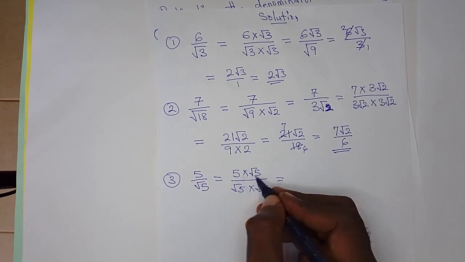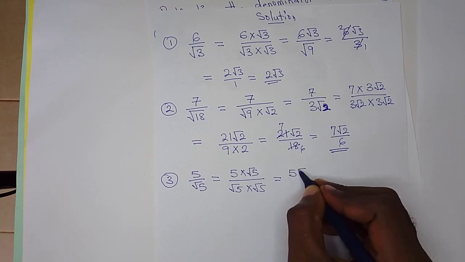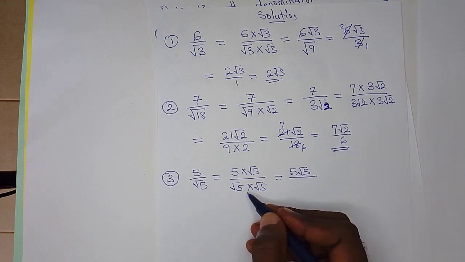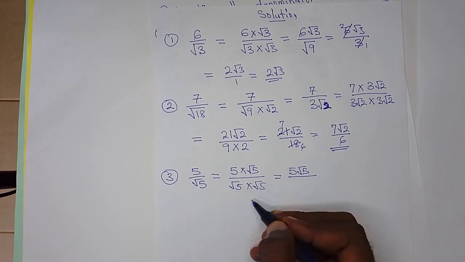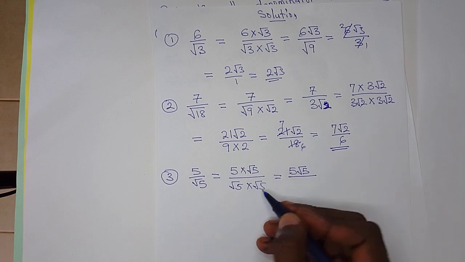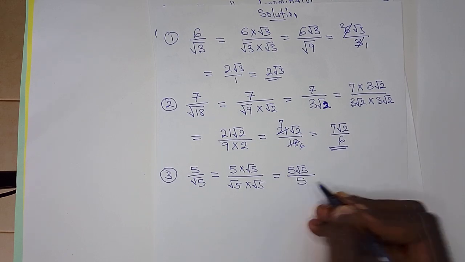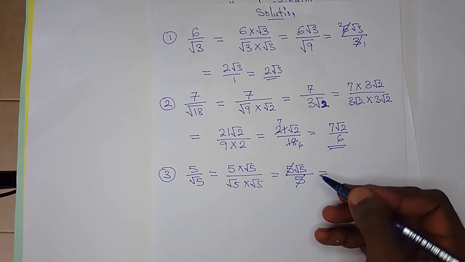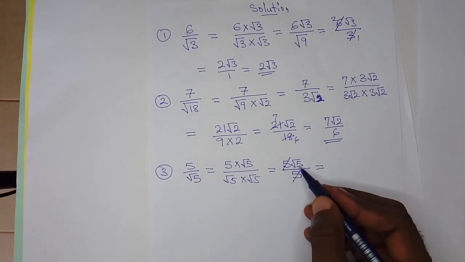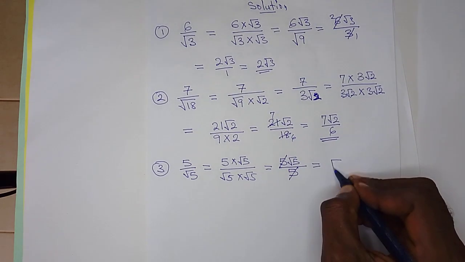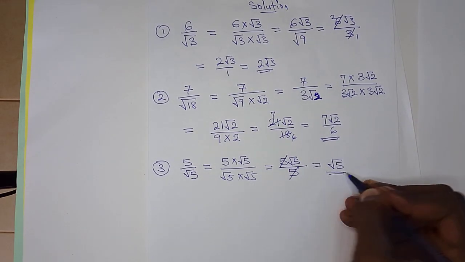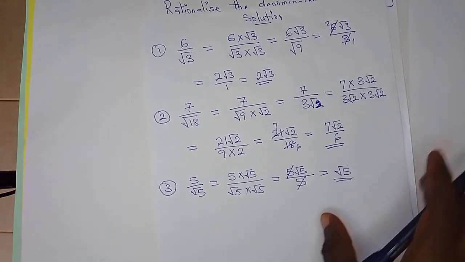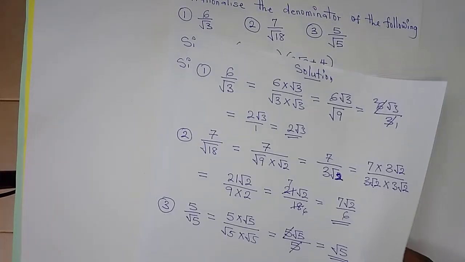So this will give us 5 times root 5, that is 5 root 5 all over. Now remember what I said, when you multiply two root numbers, the answer is that number. So root 5 times root 5 will give us 5. So at this point, we can say this 5 cancels this 5. So the only thing you are left with there is root 5. So your answer will be root 5. Okay, so now you can see how to rationalize simple surd. So now let's look at the next thing we have there.